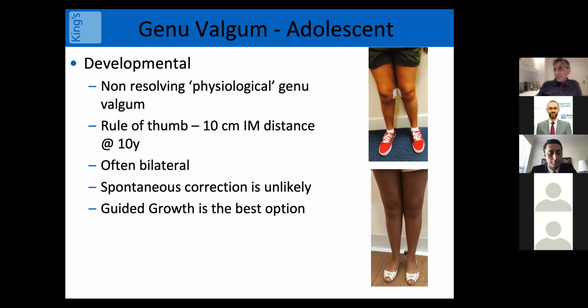There's one variety which doesn't correct, the non-resolving physiological genu varum or genu valgum of the adolescent age group. So the rule of thumb is that at 10 years, the intermalleolar distance should be 10. If it is beyond that, then we should start thinking about correcting them. And here is a typical example of a girl with pronounced genu valgum at nearly, she was 12. So I used 8 plates and got a very good result there. It's often bilateral. Spontaneous correction is unlikely, so guided growth is important.